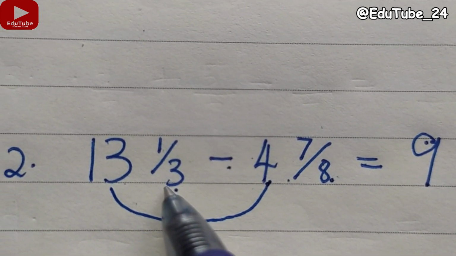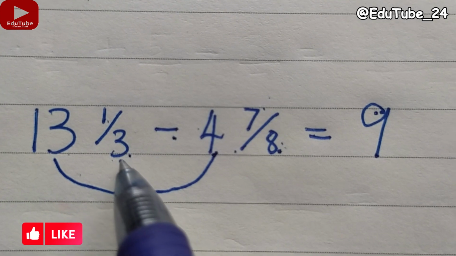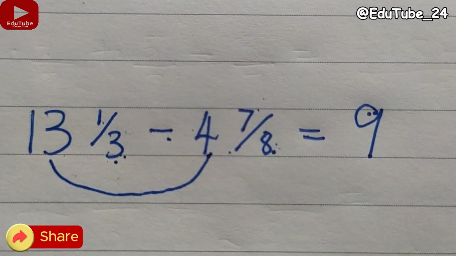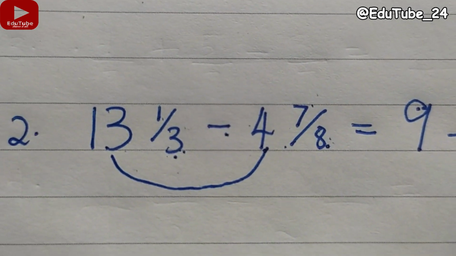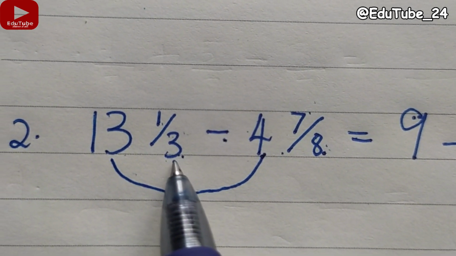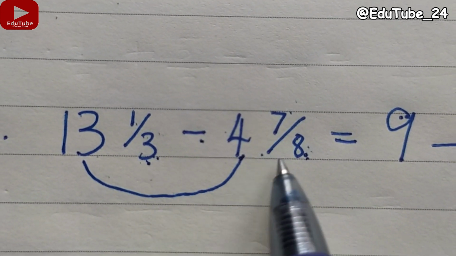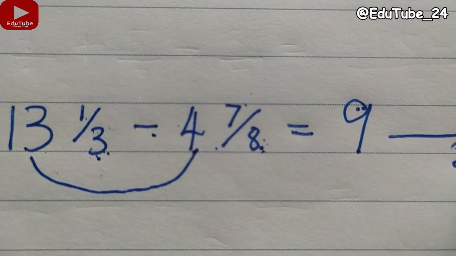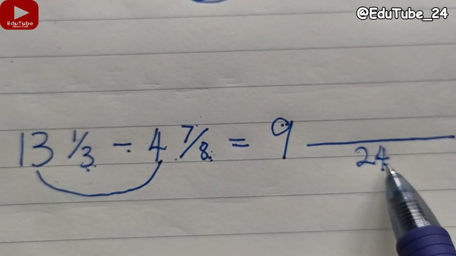Now then I can work on the fractional part, which is 1 out of 3 minus 7 out of 8. So to work on the fractional part, I will need to give the fractions a common denominator. To find the common denominator, I will find the LCM of 3 and 8. And the LCM of 3 and 8 is 24. You could find out the LCM of 3 and 8 at your end, so that we don't waste time.